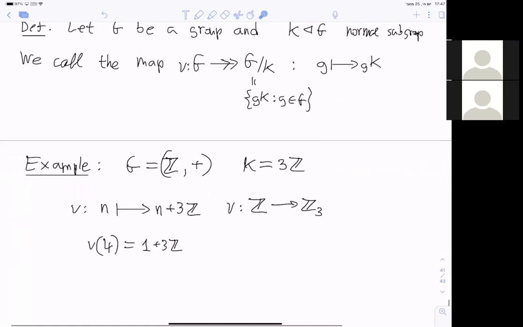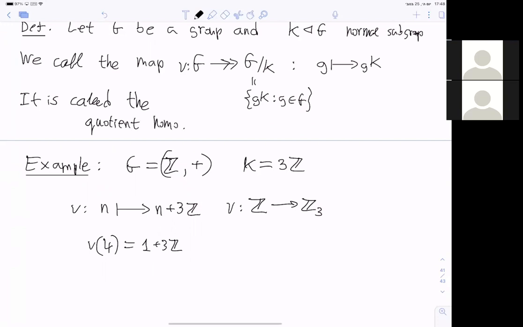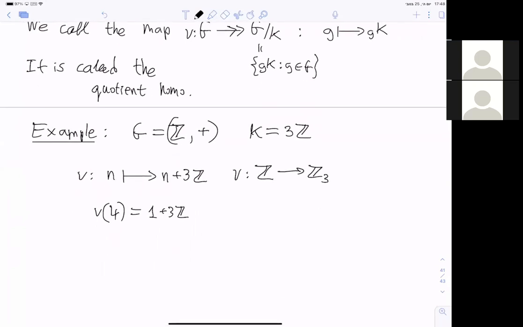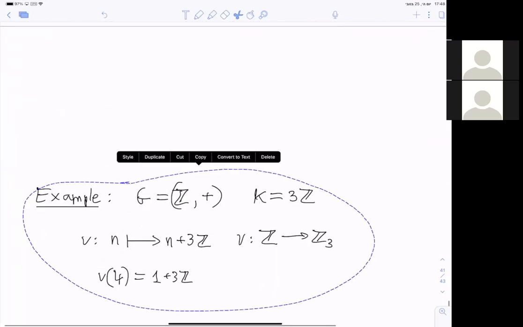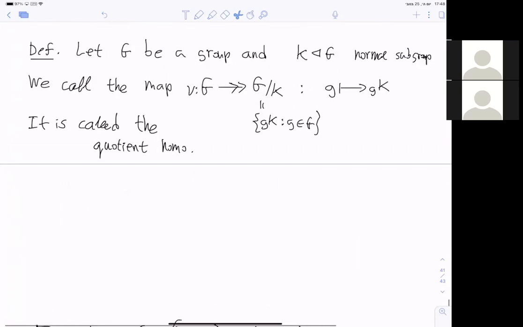Okay. So this is called the quotient homomorphism. Why is it a homomorphism?